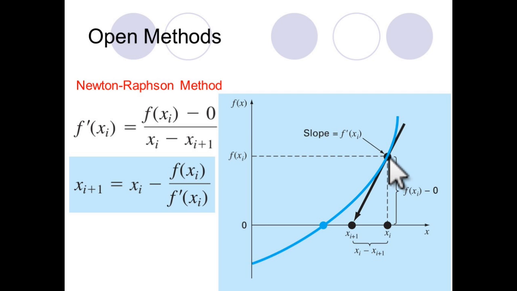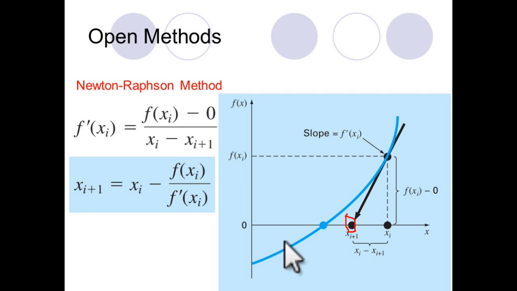We basically make an initial guess for our initial point, and then at this point we draw a straight line, let's say on both sides. And now we need to find where this line crosses the x-axis. So this is the basic idea of the Newton-Raphson method. But here there is another thing.